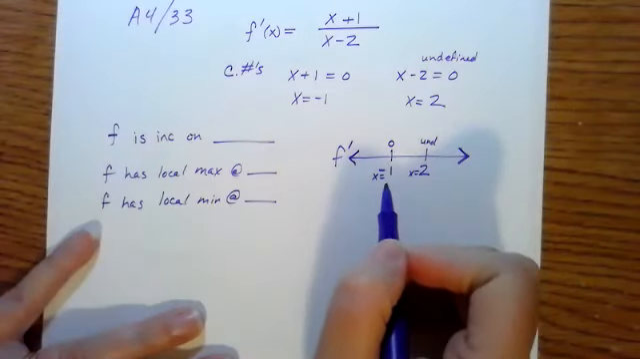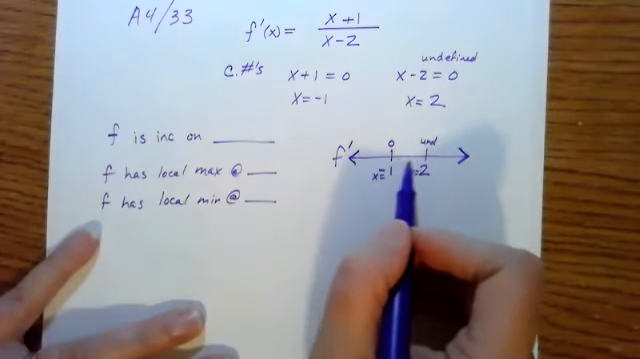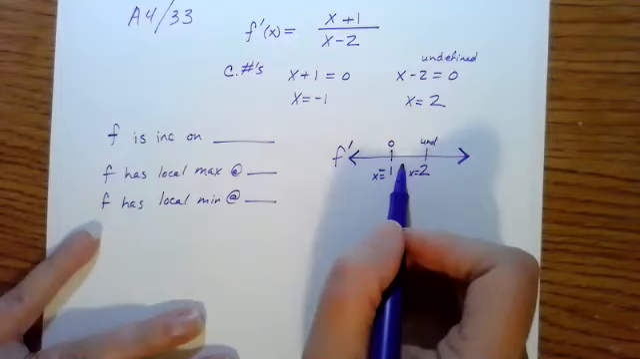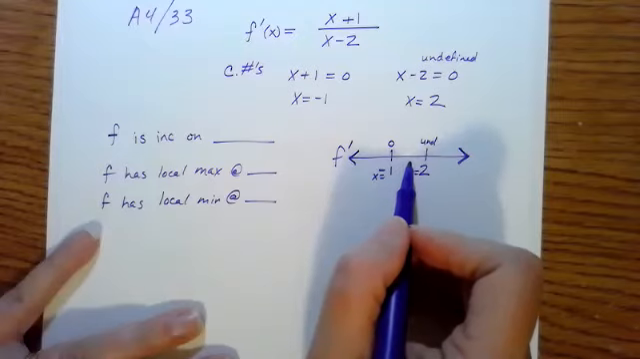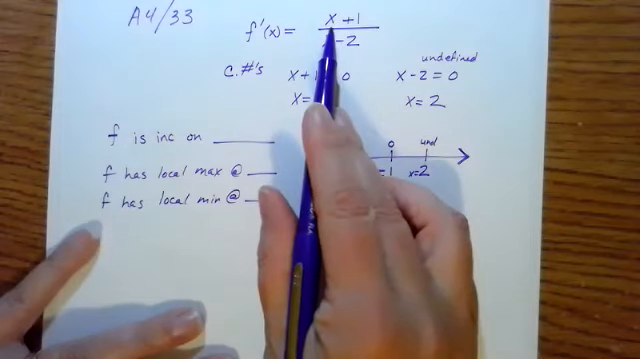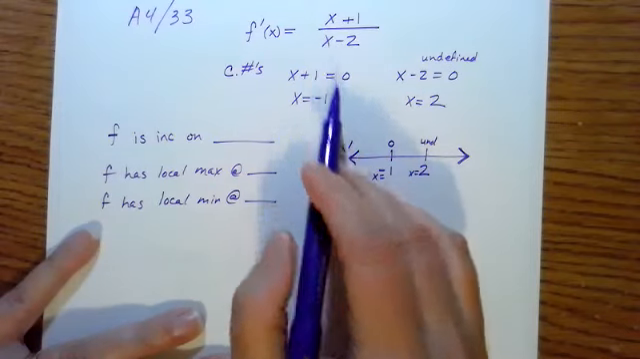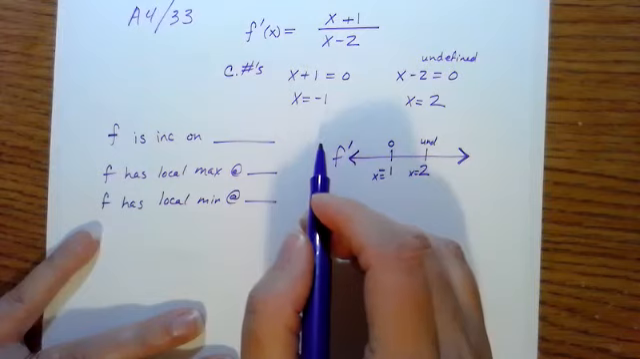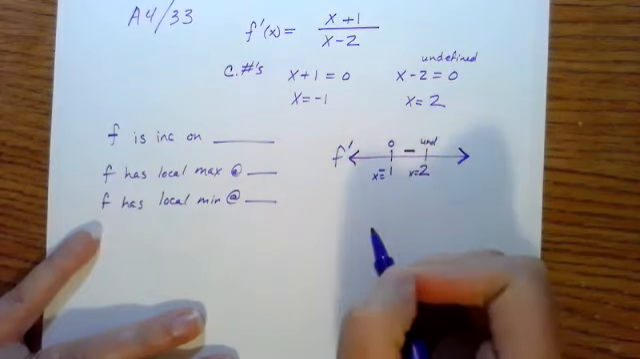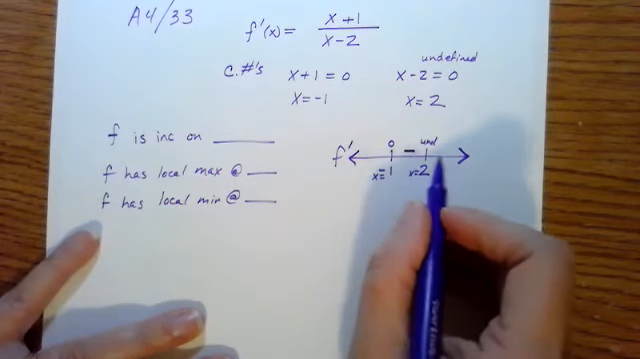If x is in the middle of this interval, like a number, Aspen, give me a number that's between -1 and 2. 0. Substitute that into the derivative and tell me whether the derivative is positive or negative if you plug in 0. It's negative. And then let's just change the signs.